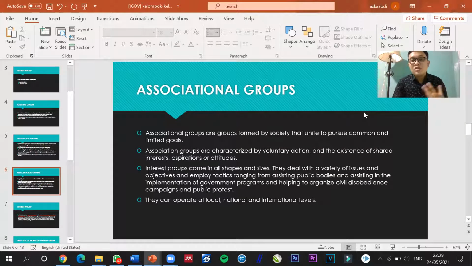The third one is associational groups. Associational groups are groups formed by society that unite to pursue common and limited goals. They are characterized by voluntary action and the existence of shared interests, aspirations, or attitudes. Interest groups come in all shapes and sizes. They deal with a variety of issues and objectives and employ tactics ranging from assisting public bodies and the implementation of government programs to helping organize civil disobedience campaigns and public protests. They can also operate at local, national, and international levels.